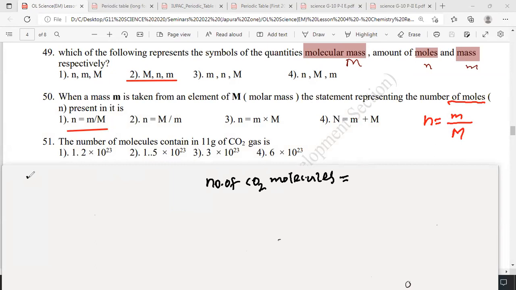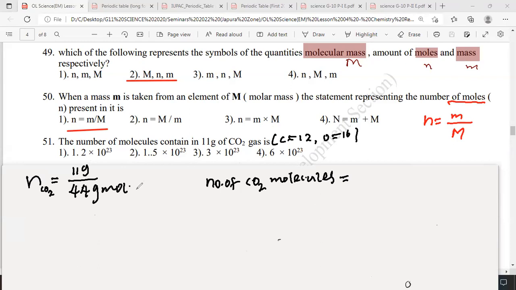First we will find the number of moles of CO2. Moles of, I put here simple n for moles, CO2. How to find? 11 grams divided by molar mass of CO2. Normally it's given in the exam. Carbon equal 12, oxygen equal 16, then you get the total 44. So CO2 is 44 grams per mole. If possible, write the units also.